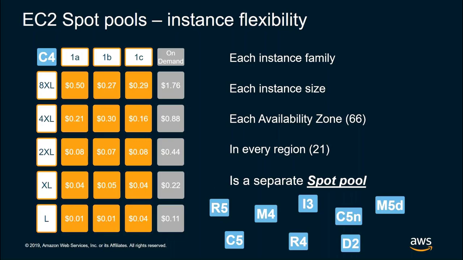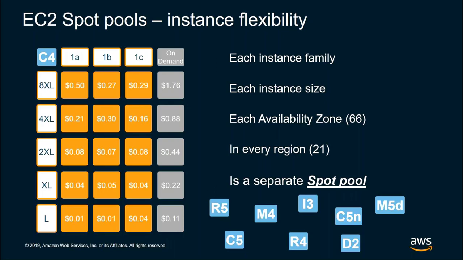And if you're well diversified, like we showed in the previous example, if EC2 interrupts some of your capacity, the impact on your cluster will be small because only a small portion of your instances will be interrupted, as opposed to if you were running all your capacity on a single capacity pool.